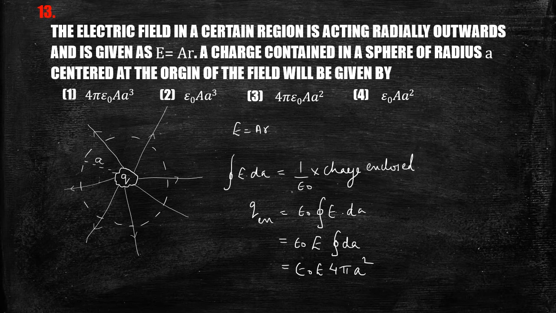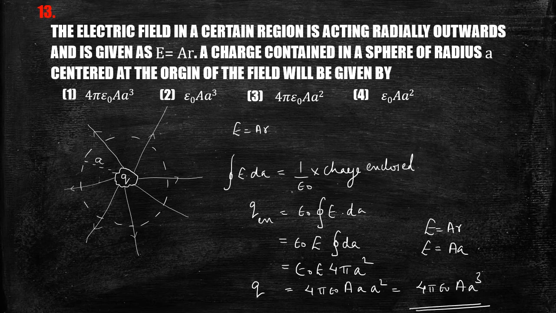Small a is the radius. That is, Q enclosed is equal to 4 pi epsilon 0 into E, and we know E is equal to A R, and here the Gaussian surface has a radius of small a, so E is equal to capital A into small a. Therefore, 4 pi epsilon 0 into capital A into small a into a squared, that is equal to 4 pi epsilon 0 A a cube. This is the enclosed charge in that region. That is, option 1 is the right answer.